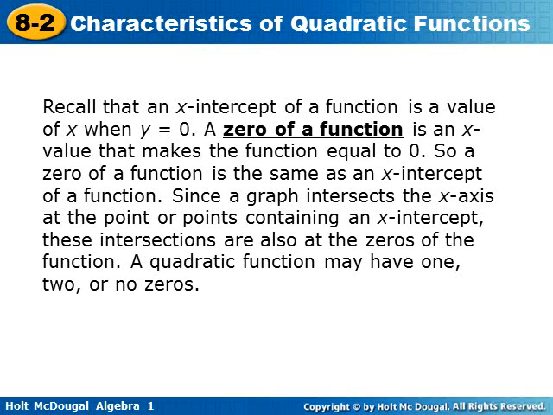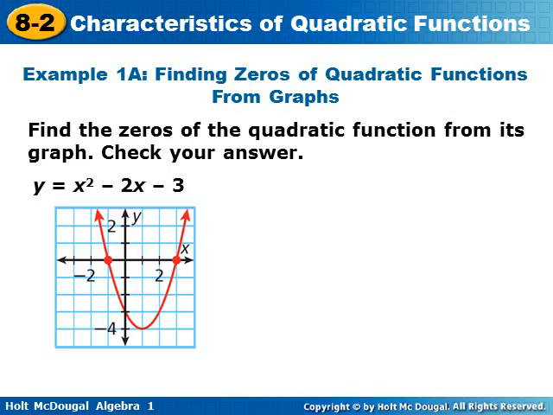Since a graph intersects the x-axis at the point or points containing an x-intercept, these intersections are also at the zeros of the function. So this essentially is talking about where the parabola is going to touch the x-axis. A quadratic function may have 1, 2, or no zeros. It would have 1 if the vertex hits the x-axis, 2 if the sides of the upward or downward facing parabola hit, or no zeros if the parabola is floating above or below the x-axis.